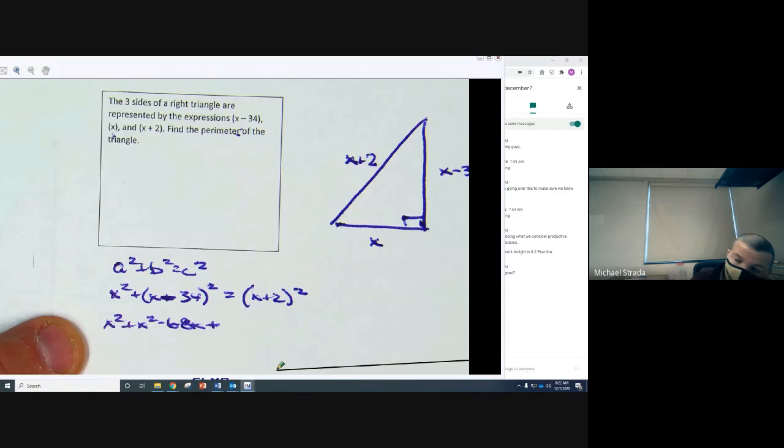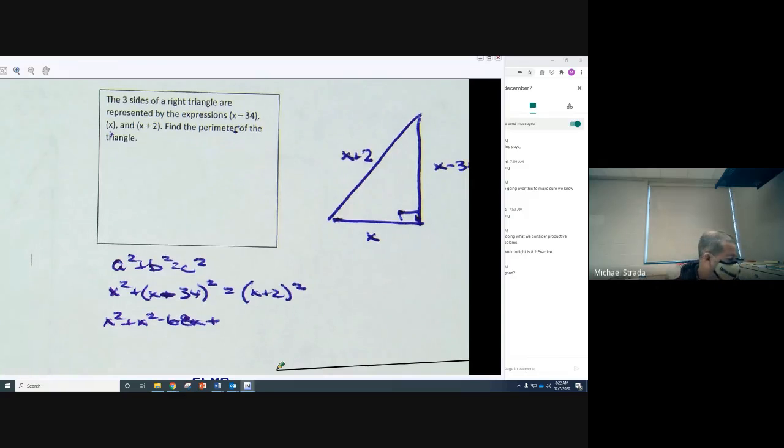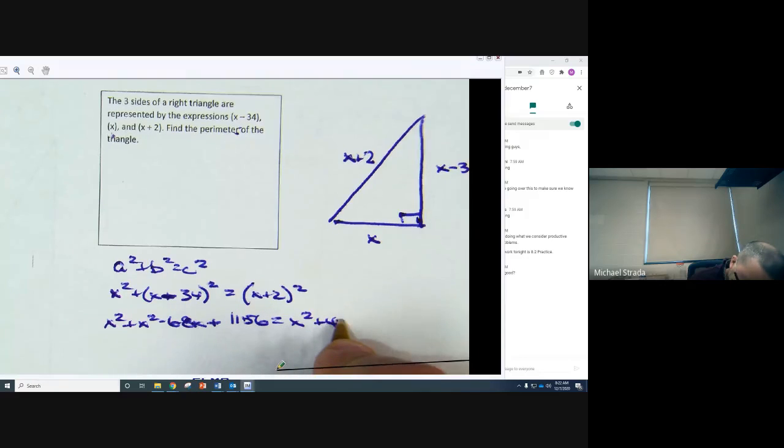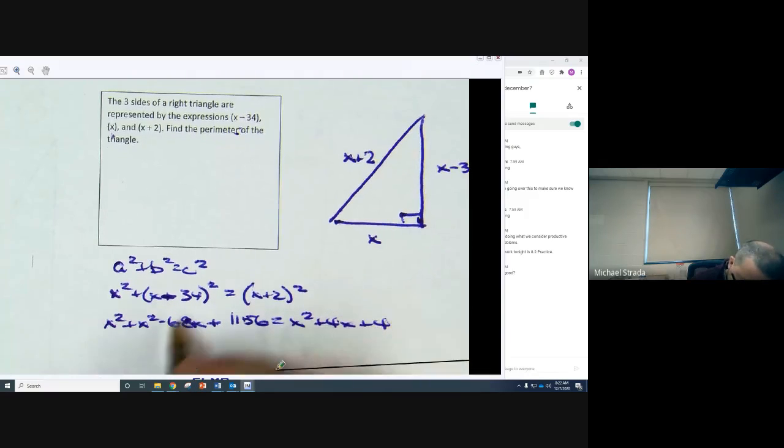33 squared is 1089, 34 squared is 1156. Equals x squared plus 4x plus 4.